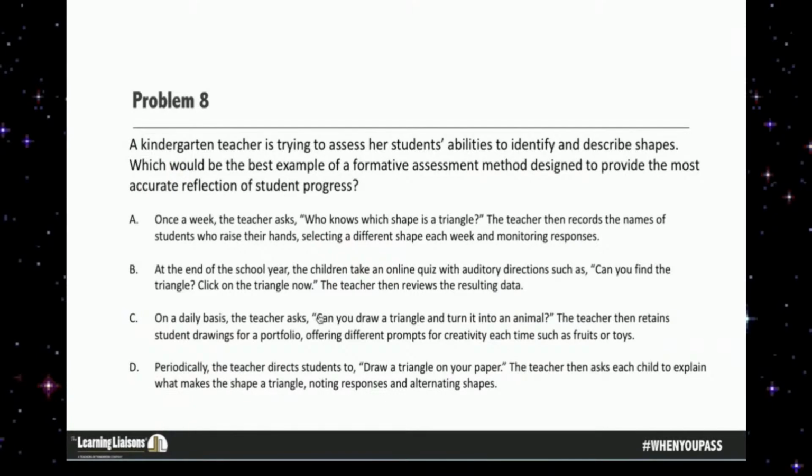A kindergarten teacher is trying to assess her students' abilities to identify and describe shapes. Which would be the best example of a formative assessment method designed to provide the most accurate reflection of student progress?